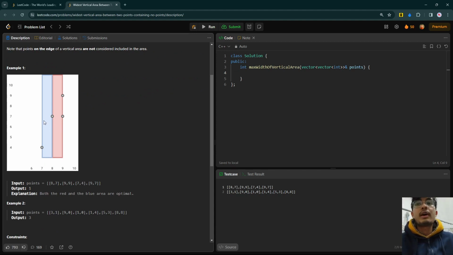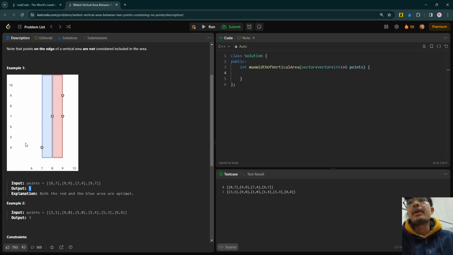Here, as you can see, the maximum width is this one, between this point and this point, and there are no points between these two points. Same goes for the other pair. So the answer will be 1.